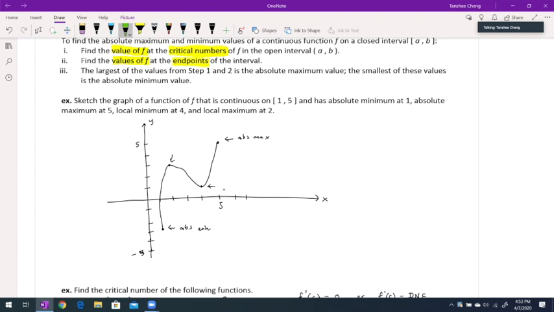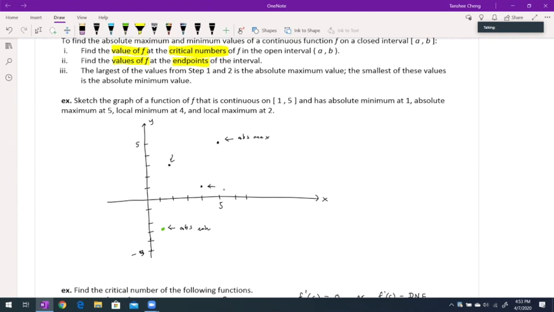So first, my interval will be from 1 to 5. And then I will have the absolute minimum at 1. So this is the point that I marked right here. But I don't really know that the actual function has an absolute minimum at that point. That's why I'm saying that we are just sketching one of the family of graphs, which will give us the situation.